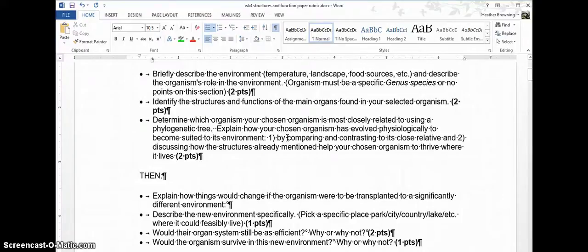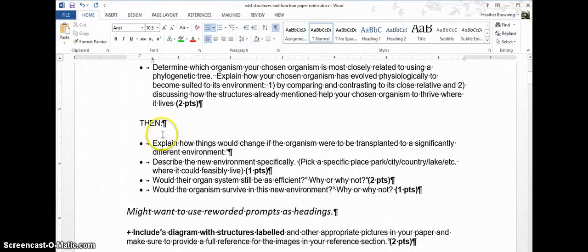So if you're saying the closest relative to the elephant is the hyrax, then you would talk about the differences really briefly. This could be a main component of this paragraph or a little less. And then 2 would be discussing the structures you already talked about, and then how those help your organism thrive where it lives. So the trunk and the elephant, how does that help it? Something like that. I would kind of mix the 2 up, start off with a little bit, and then say like, this is why it's awesome.